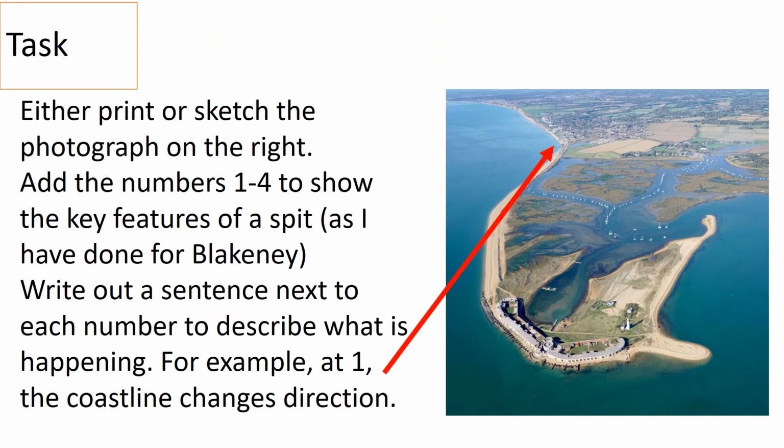So finally, here's the task. This is another spit. This is Hurst Castle Spit in the south of England. What we want to do is either print it if you can, but if you can't, just sketch it as you see it. Then add the numbers 1 to 4 to show the key features of a spit, just like I did for Blakeney on the previous slide. Write out a sentence next to each number to describe what is happening.